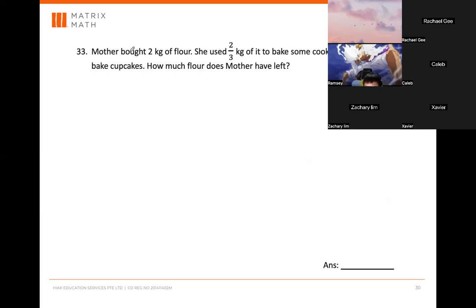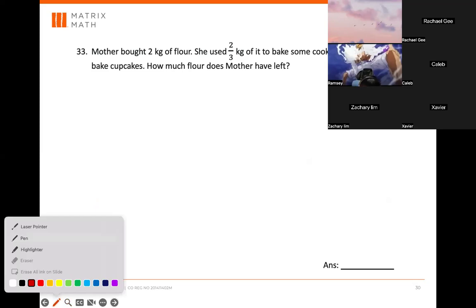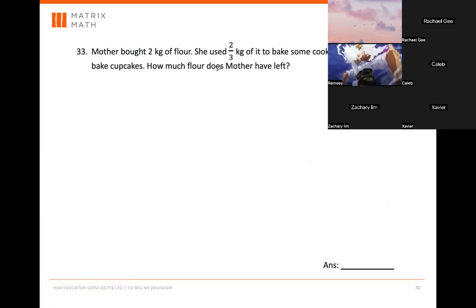Let's see. Mother bought 2 kg of flour. She used 2 over 3 kg of it to bake some cookies, and 2 over 9 kg of it to bake cupcakes. How much flour does mother have left? Students, take note. These are all in units, right? So that means 2 kg. You used 2/3 to make cookies. So the total amount she used to make cookies and cupcakes will be 2/3 plus 2 over 9.